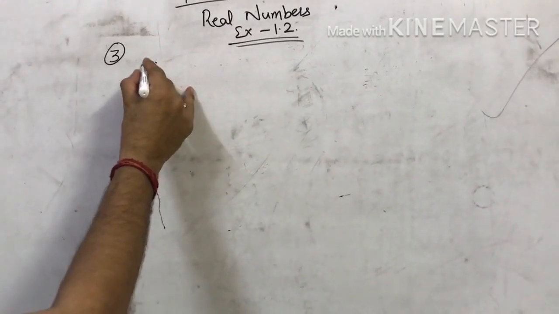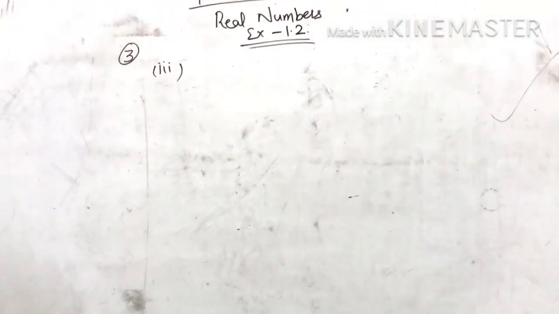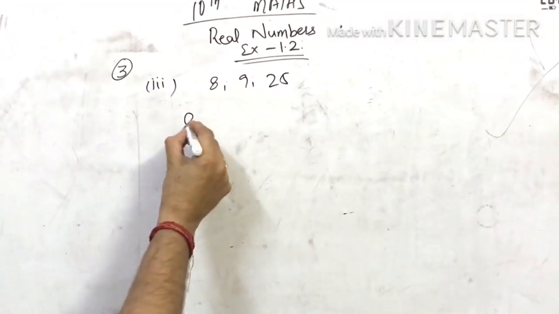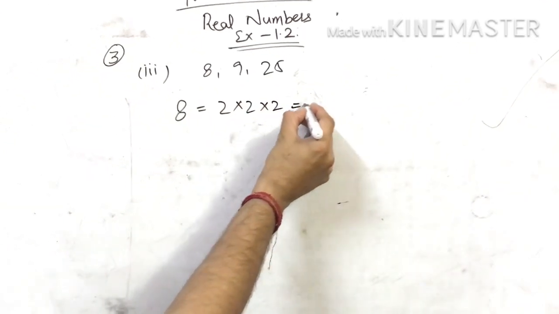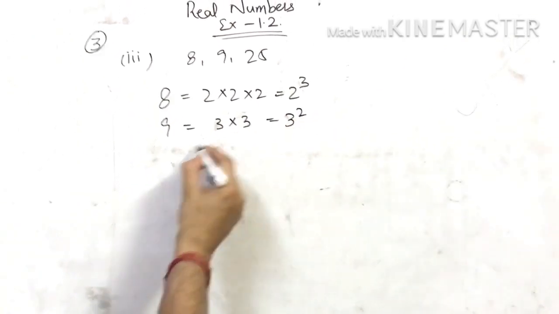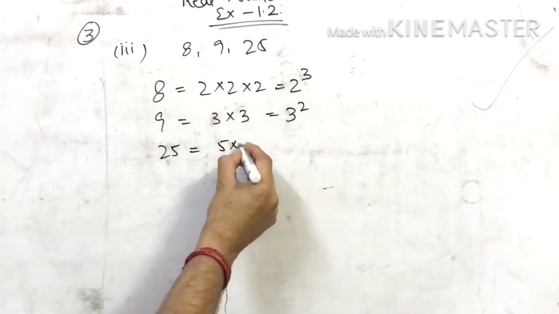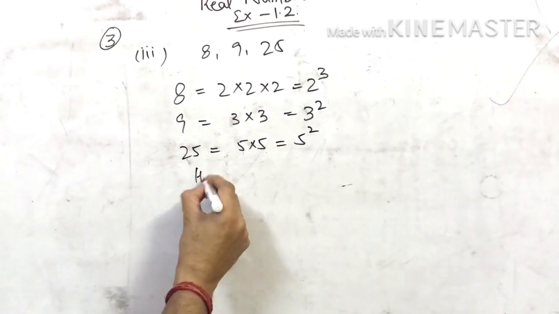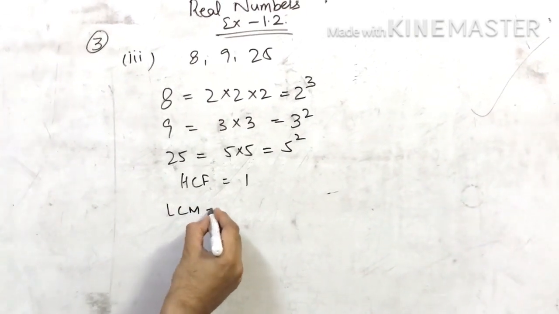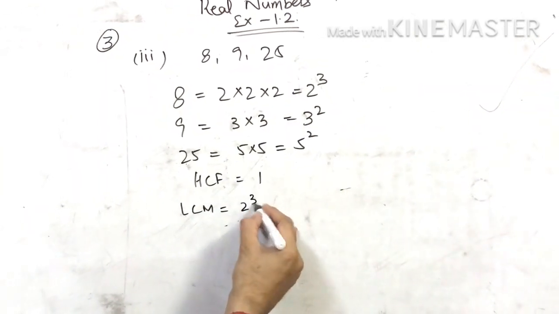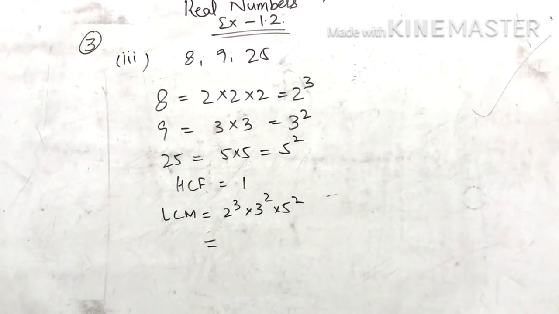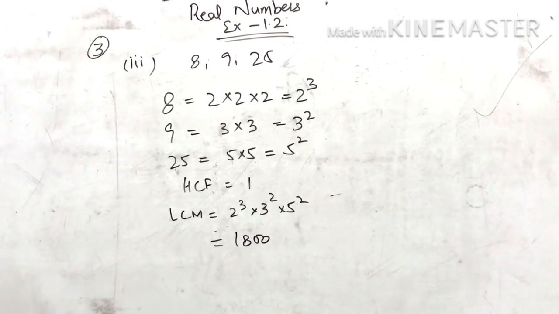Third part is, you have numbers 8, 9 and 25. So factors of 8 are 2 to the power 3. Factors of 9 is 3 to the power 2, and factors of 25 are 5 to the power 2. So you will see that there is no number common except 1, so HCF is 1, and LCM is, because all the numbers are different, you have to multiply every number and find the value. This value will come out as 1800. So this is the LCM.